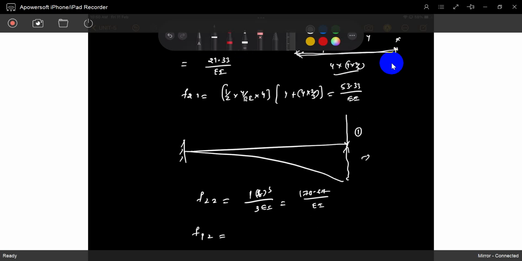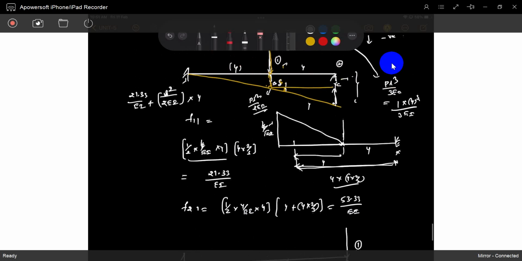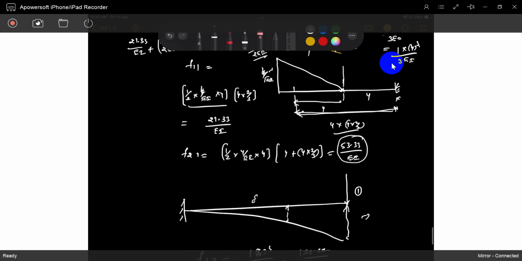F12. What is that F12? Here, what is the deflection? You can't find it directly by formulas, because you have to use the Maxwell reciprocal formula only. So what is the Maxwell reciprocal formula? This is the only Maxwell reciprocal formula we did. This is the example I took, so exactly this value will come the same.